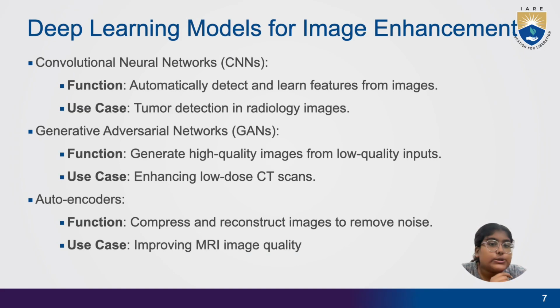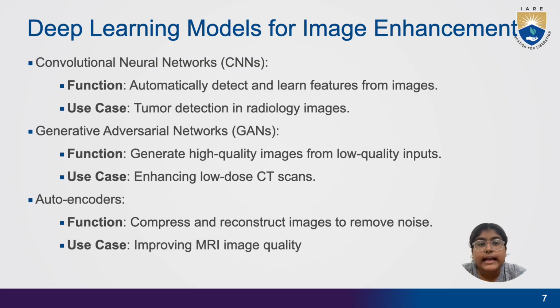Now, let us look deeper into these models. So, CNNs, or convolutional neural networks, are excellent at learning features automatically. They're widely used for tasks like detecting tumors. GANs, or generative adversarial networks, take a low quality image and generate a clearer, high quality version.